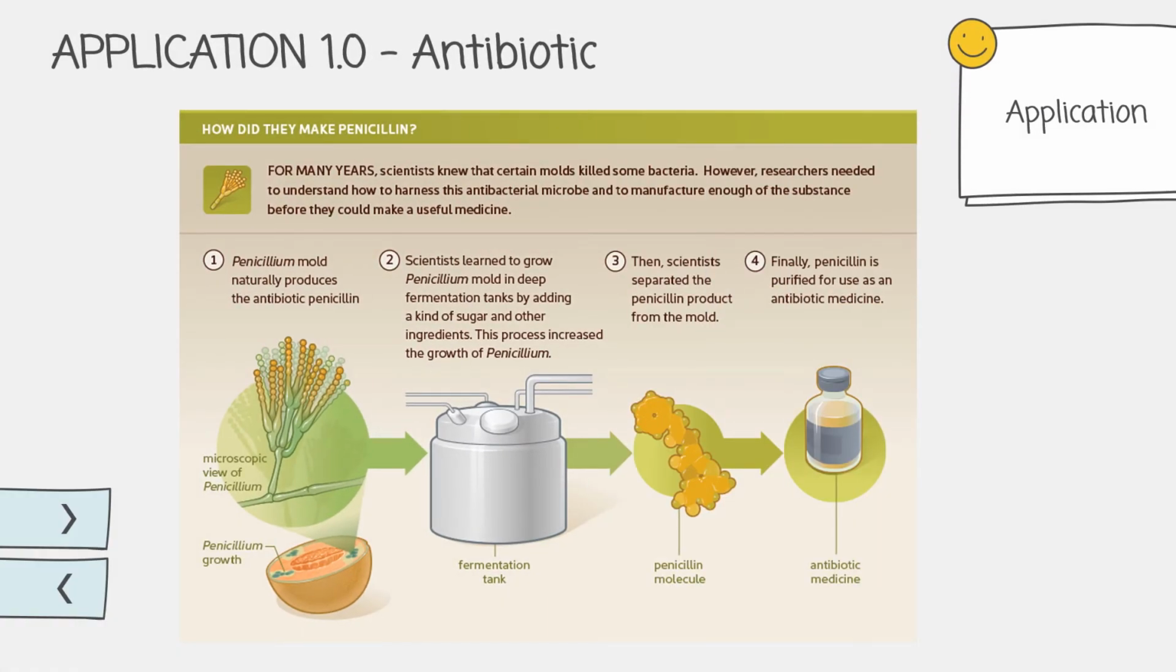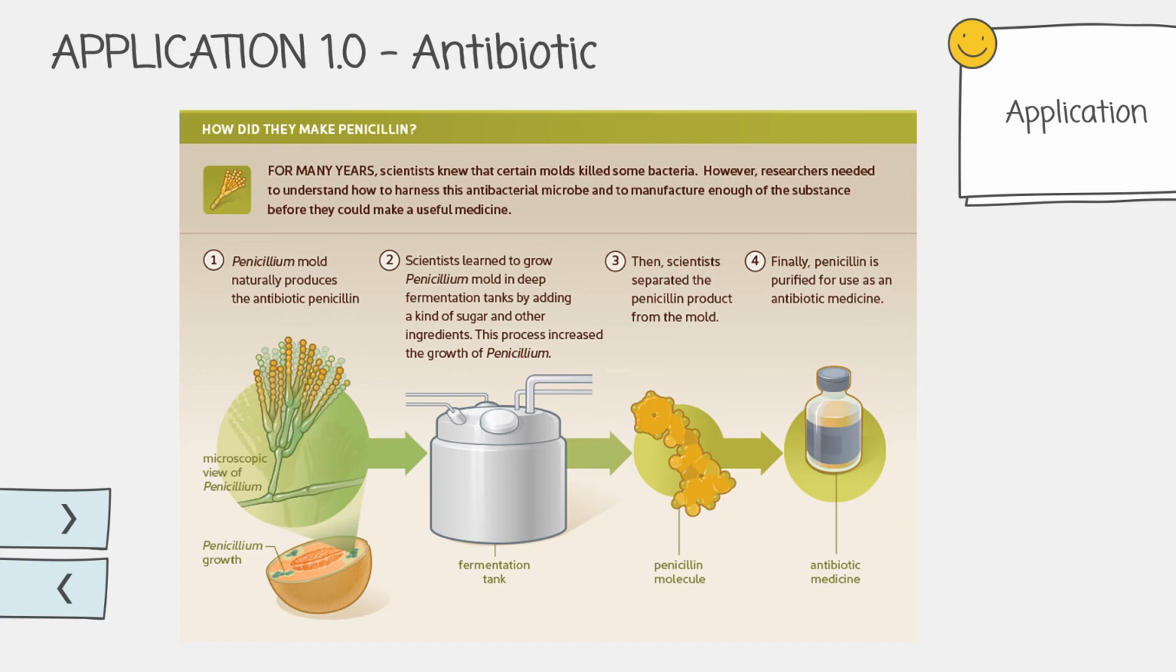The first application of bacteria is in the making of antibiotics. For many years, scientists knew that certain molds killed some bacteria. However, researchers needed to understand how to harness this antibacterial microbe and to manufacture enough of the substance before they could make a useful medicine. Penicillin mold naturally produces the antibiotic penicillin, so we extract the penicillin from the mold.